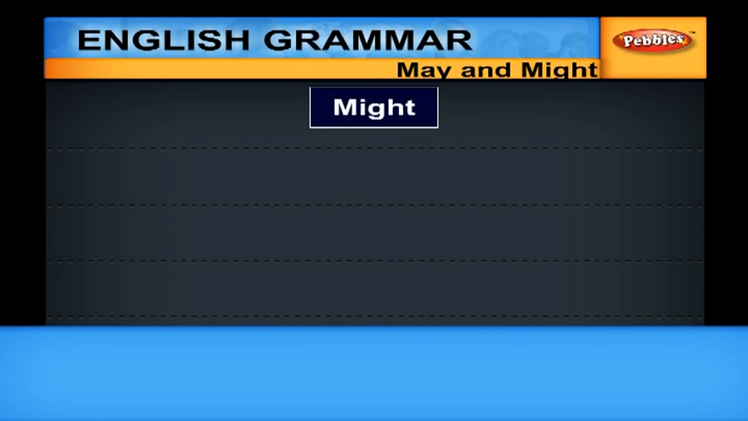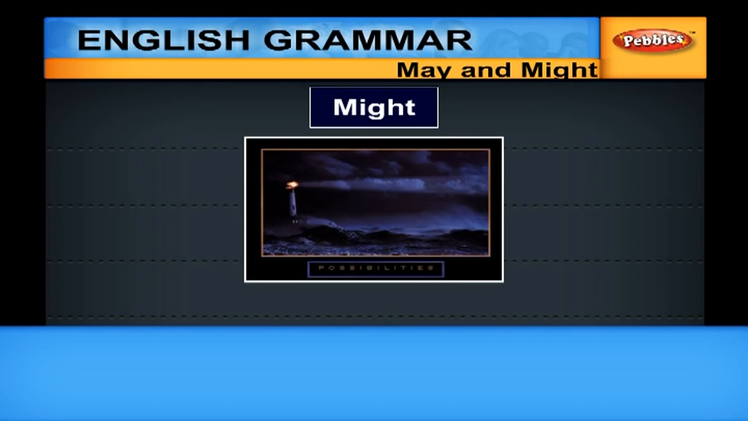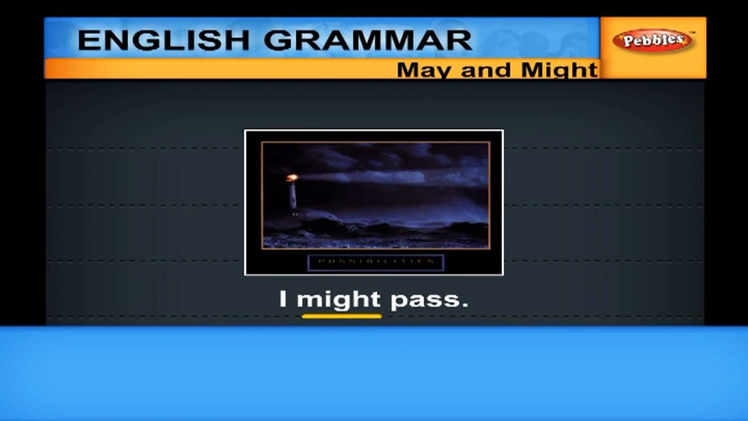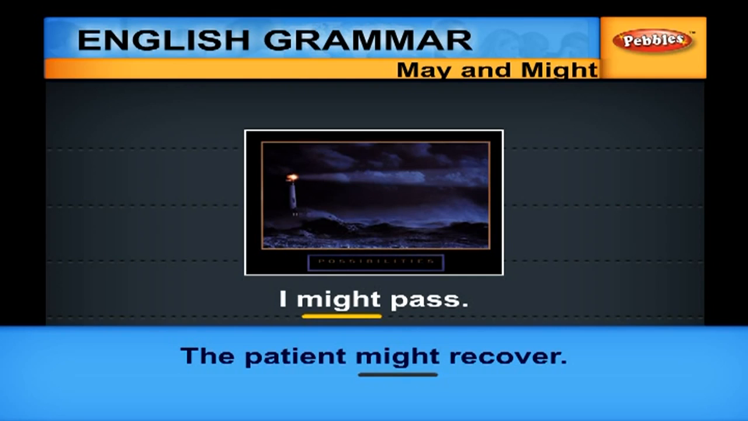Might is the past of may. It can also express a possibility. It might rain, but it is doubtful. I might pass. You are not sure about it, are you? The patient might recover. The chances are less.